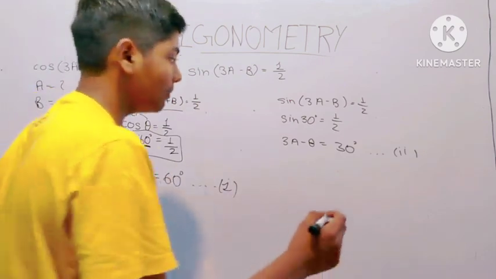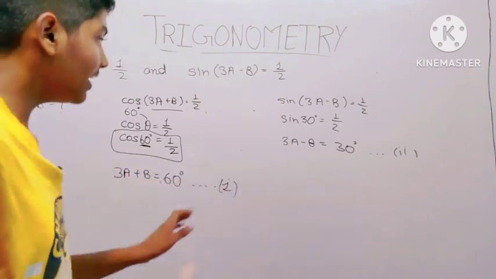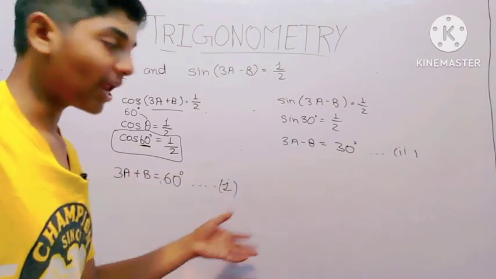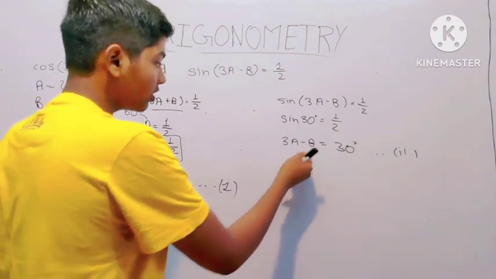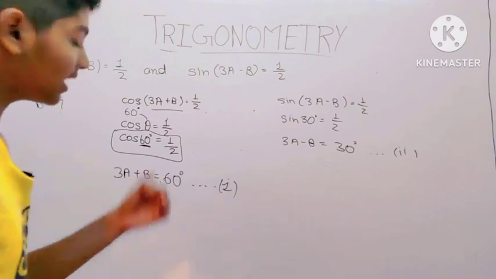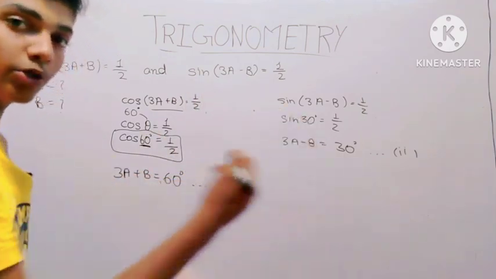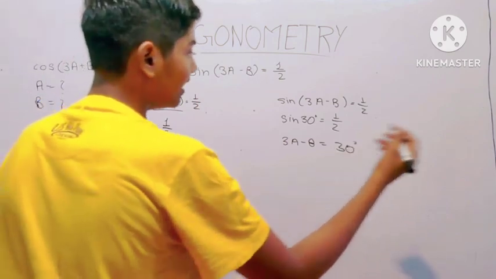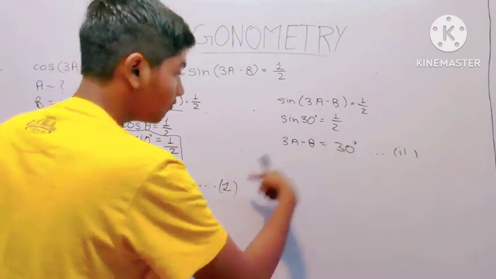So I prefer the elimination method because it is simpler. I will either add equation 2 with equation 1 or subtract equation 2 from equation 1. You can also do it the opposite way, add equation 1 with equation 2 or subtract equation 1 from equation 2. You can do it both ways, either add or subtract, depending on what value you want. Okay, so now I will subtract equation 1 from equation 2.